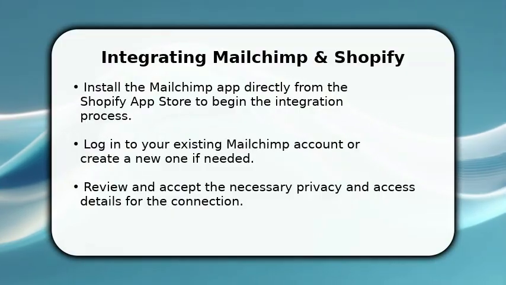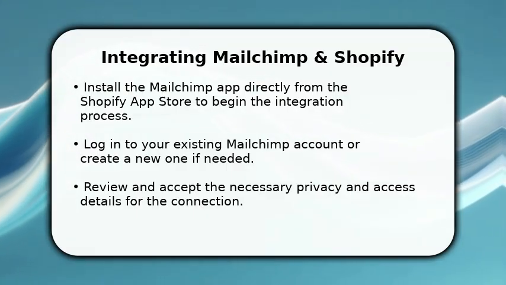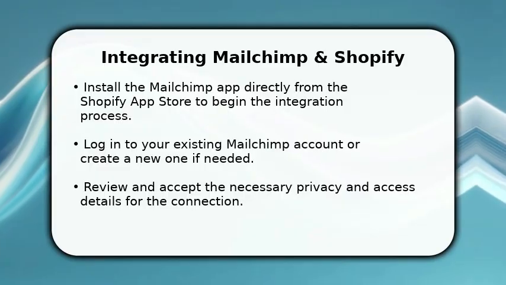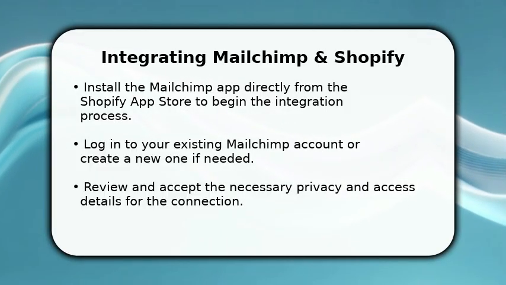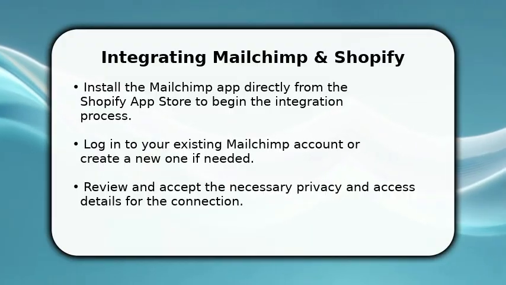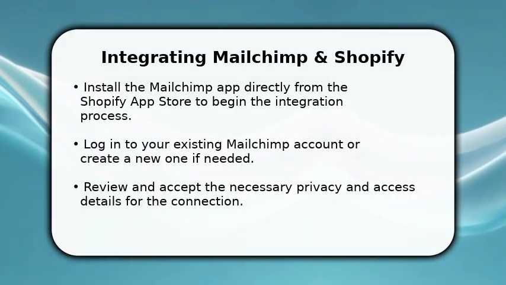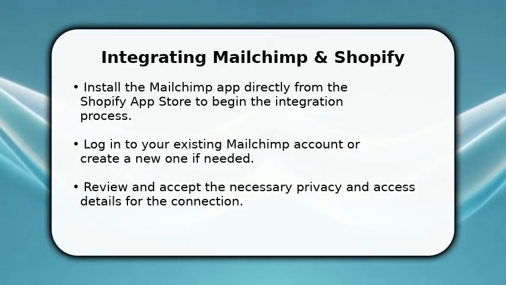In this video, I will explain how to integrate Mailchimp with Shopify. First, navigate to your Shopify admin panel and find the Apps section. Search for the official Mailchimp app and click Add App to install it. Once installed, you will be prompted to log into your Mailchimp account or create a new one. Carefully review the connection details and grant the required permissions to proceed with the integration.